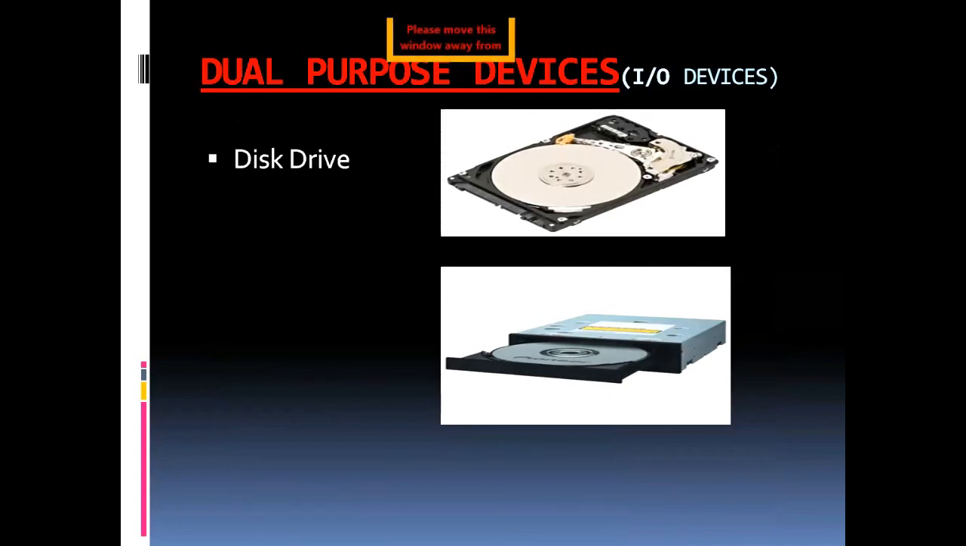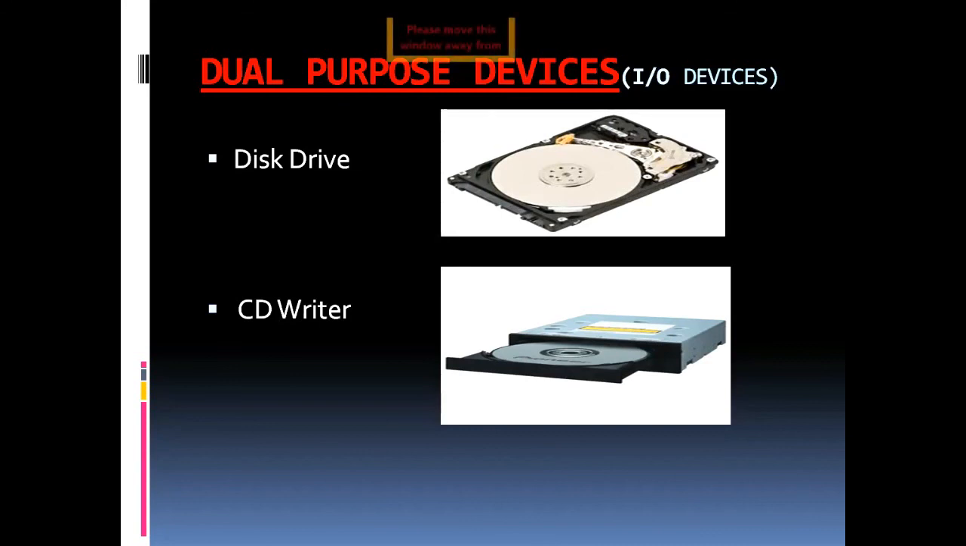First one is a disk drive and number two is a CD writer. Disk drive is a peripheral device that reads or writes the hard disk and floppy disk that store information. Disk drives are called storage devices because they store information on portable or permanent disks.